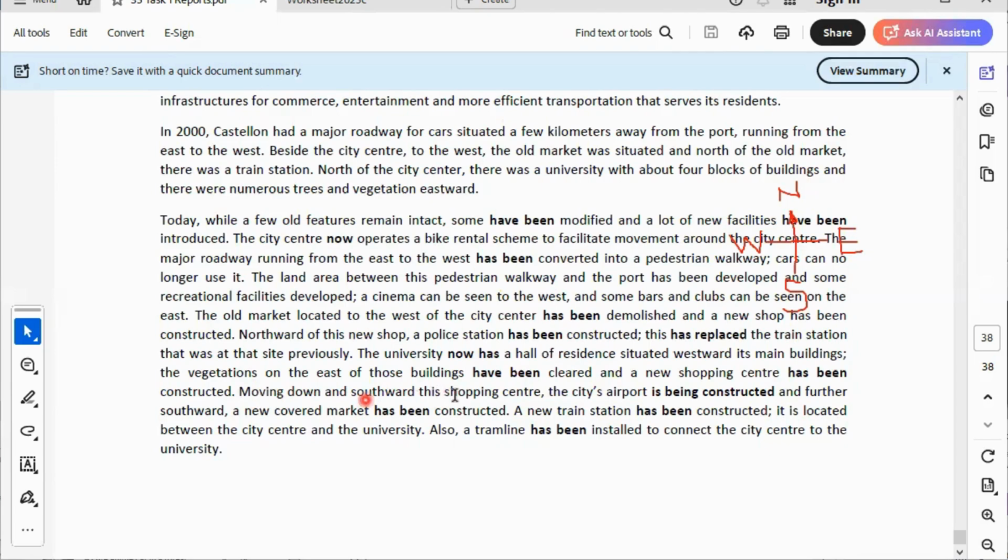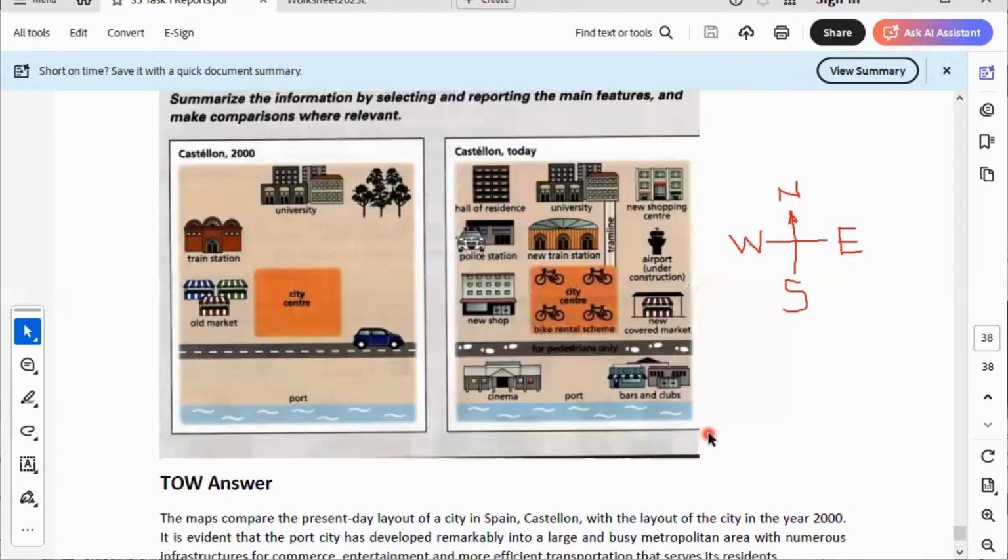Moving down southward, the shopping center, the city's airport is being, can you see the way I use being? Being means the process is going on. Look at it. Airport under construction. That's why I use the word being. B-E-I-N-G. That is how you use B-E-I-N-G when it comes to map reports.